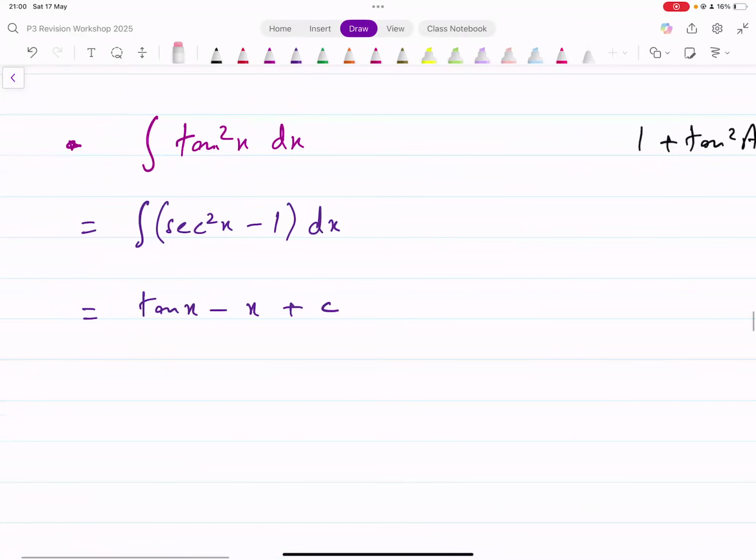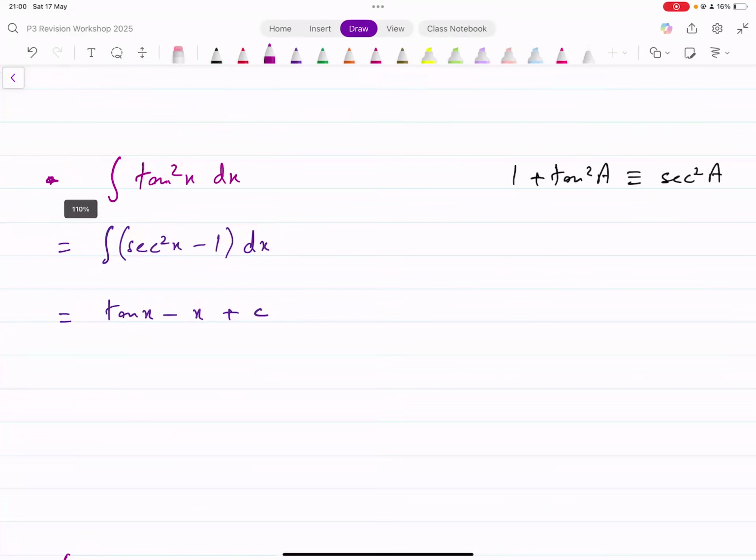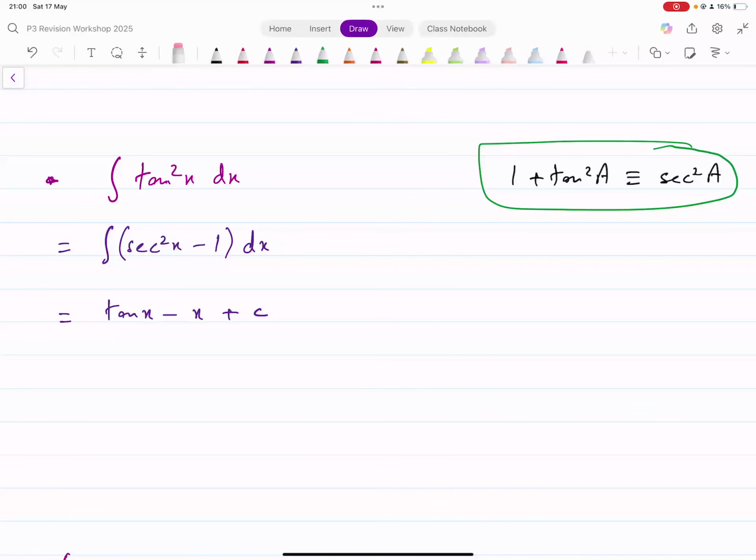What about tan square? That's straightforward. Tan square can be written as secant square x minus 1 using this identity. And then integration of secant square is tan, integration of 1 is x. And that gives you the result, right? So tan square is pretty straightforward.